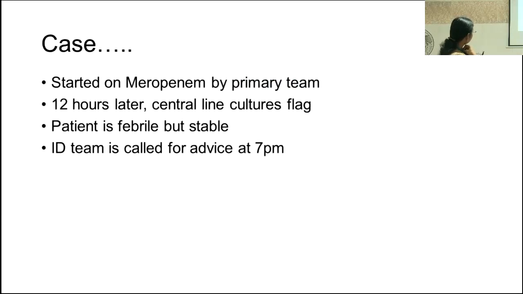So this patient gets started on meropenem by the primary team, but 12 hours later, the central line cultures have flagged. So this is sometime in the evening. The patient is still febrile but stable. But around 7 p.m. they call: the blood cultures, the lab says, show gram-negative bacilli. So now what do you do? Should you just wait on meropenem? Should you do something more?